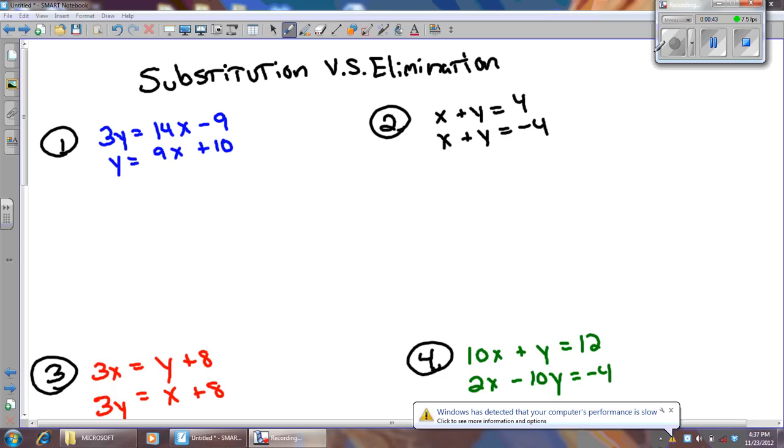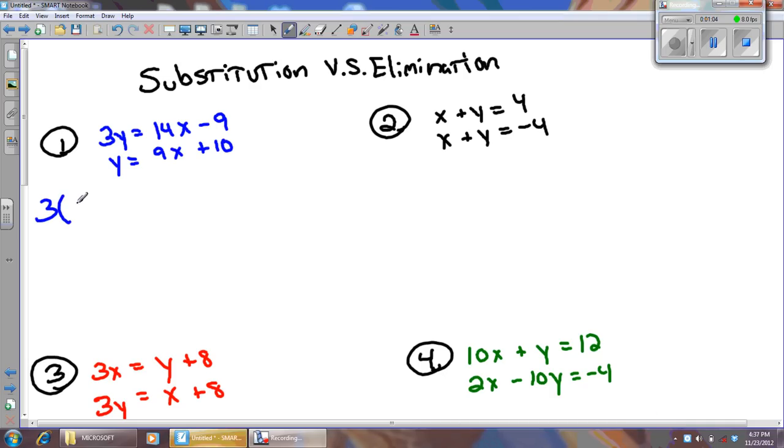Okay, so problem number 1, the blue system, 3y equals 14x minus 9, and y equals 9x plus 10. I'd like you to pause, decide which way you want to solve it on your own, and then check my solution. All right, here comes my solution. Since y is already alone in the second equation, I'm going to do some substitution. I'm going to write 3 times the quantity of 9x plus 10. That's going to equal 14x minus 9.